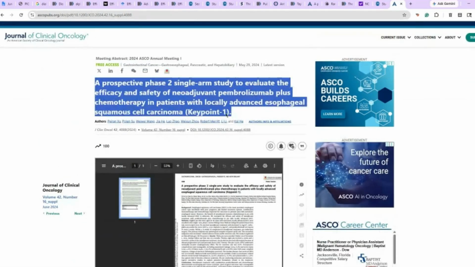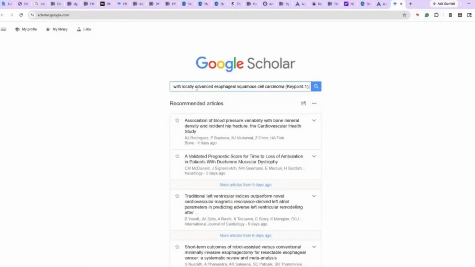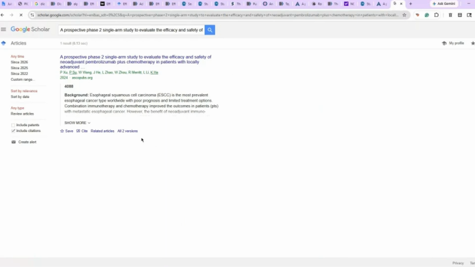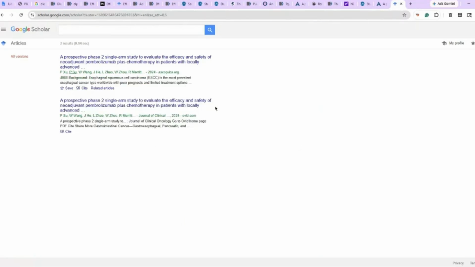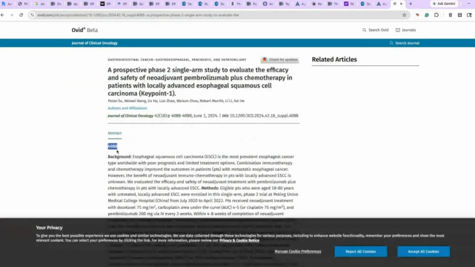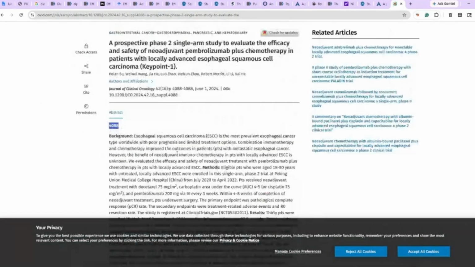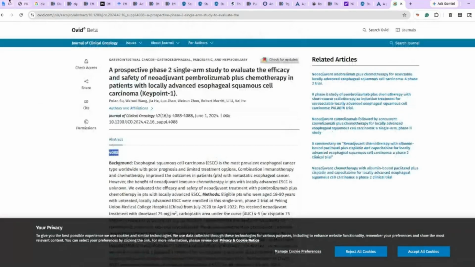Or what you can do is copy this whole thing, paste it in Google Scholar, click on all versions, and whatever versions are published will show up. Okay, so you see this number 4088, this is possibly an abstract, and this is not a full study, so I do not want to include this in my topic.